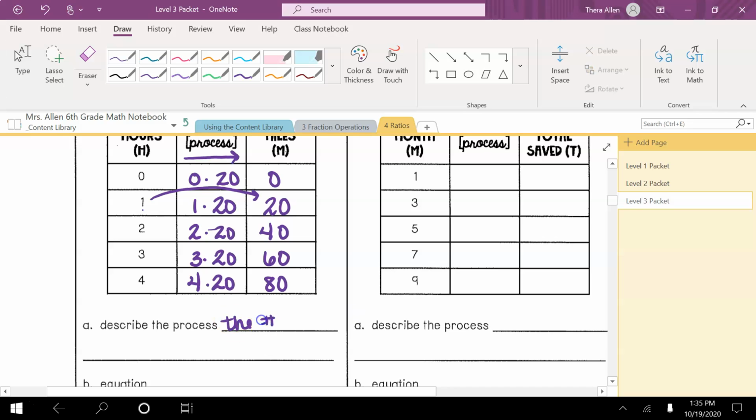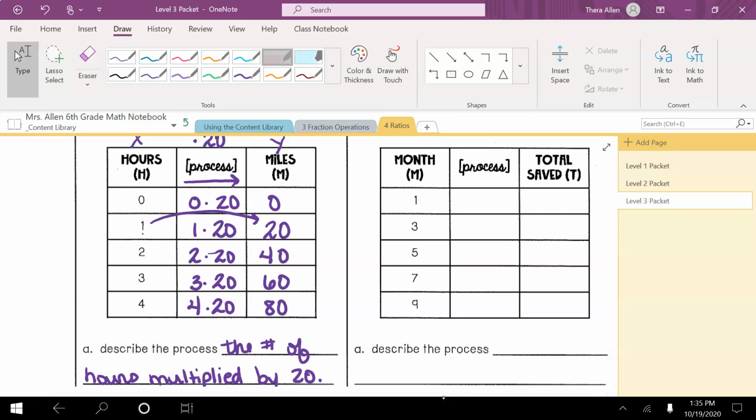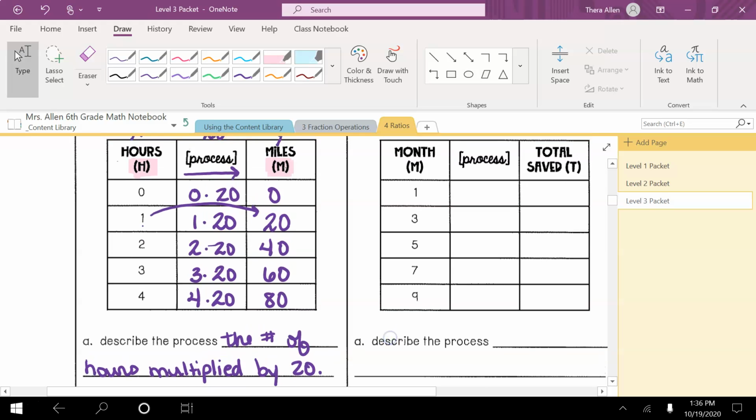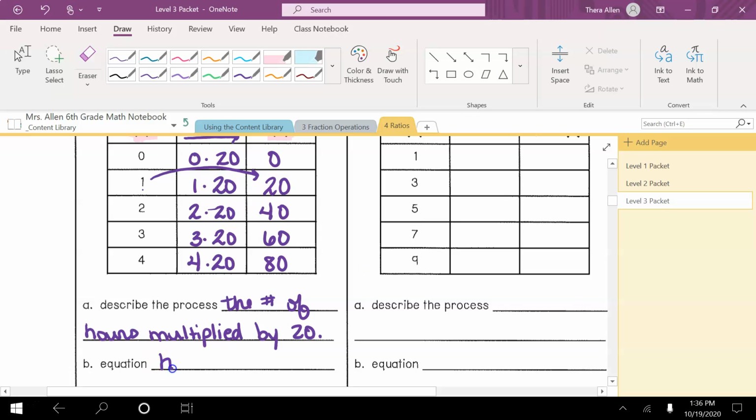So we take the number of hours multiplied by 20. And now they want us to write the equation. If you notice right here, they've given us the variable letters they want us to use. They want us to use M for miles and H for hours. So I'm going to put H times 20 equals M.